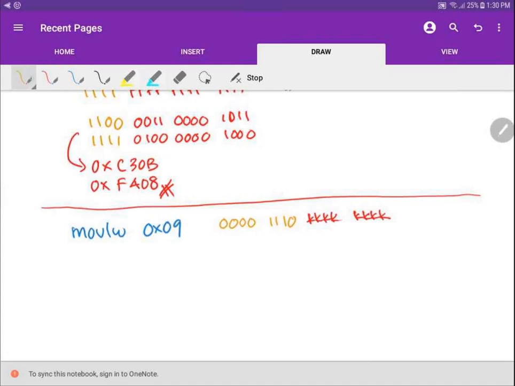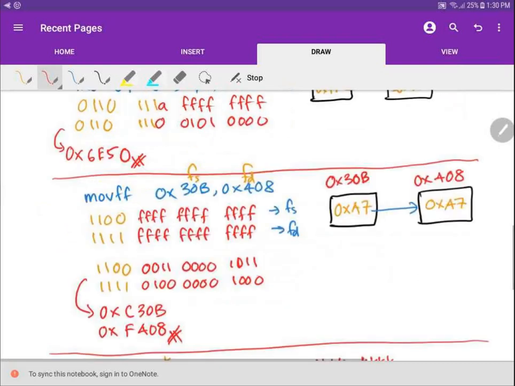So we need to fill in, this is the K value, right? 9. So this 0 0 0 0 1 1 1 0, K is 0 0 0 0, and 9 is 1 0 0 1. So we convert this to hex. This becomes 0E09. So we got the machine code.